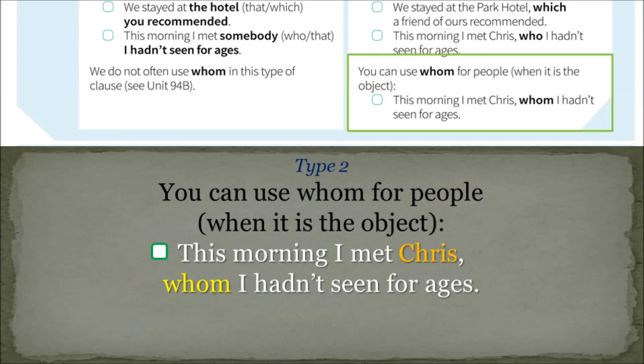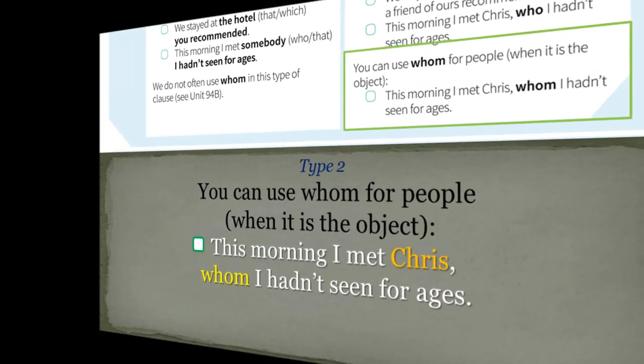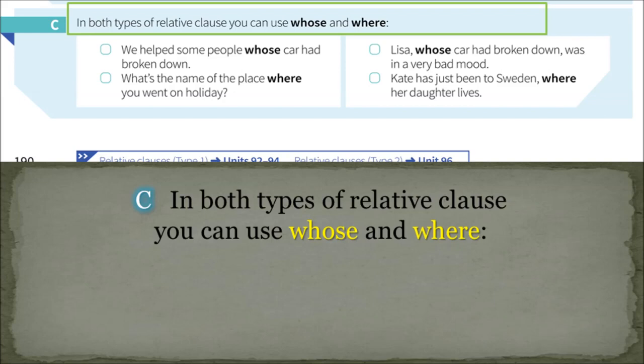You can use whom for people when it is the object. This morning I met Chris, whom I hadn't seen for ages. C. In both types of relative clause, you can use whose and where.